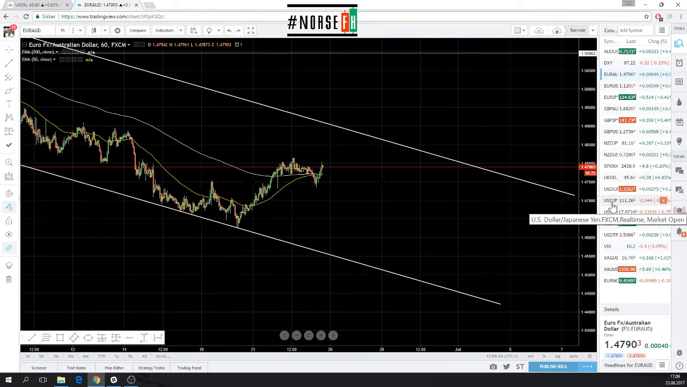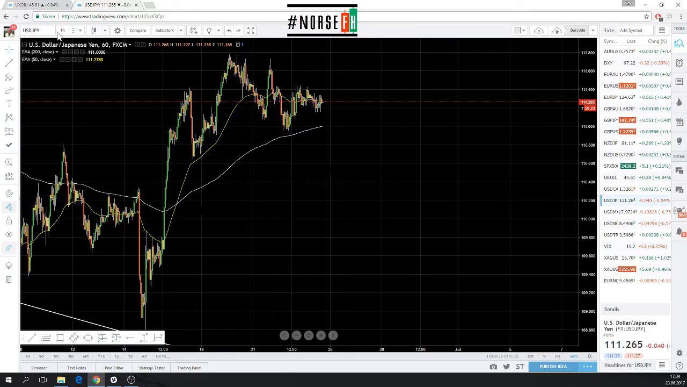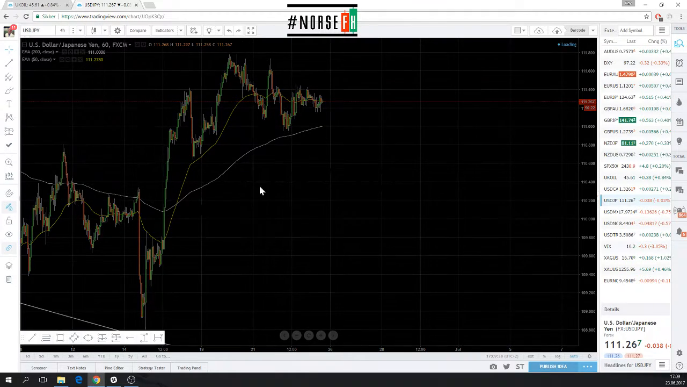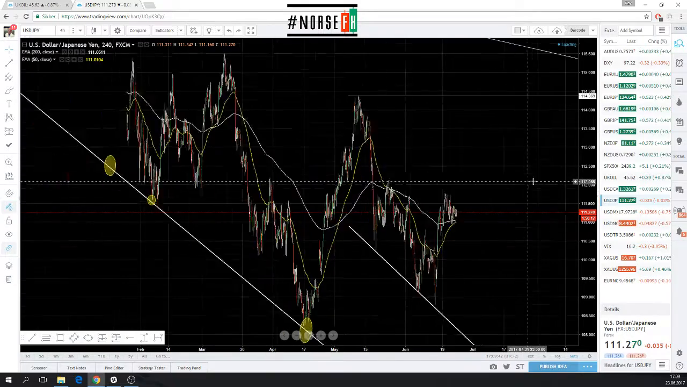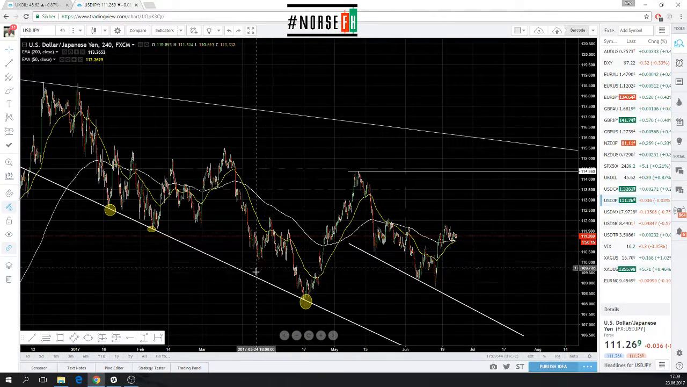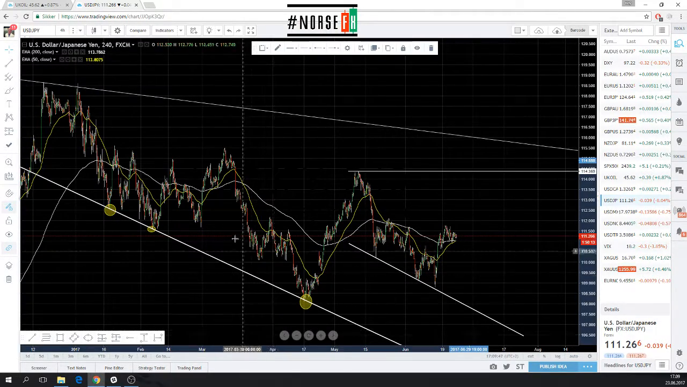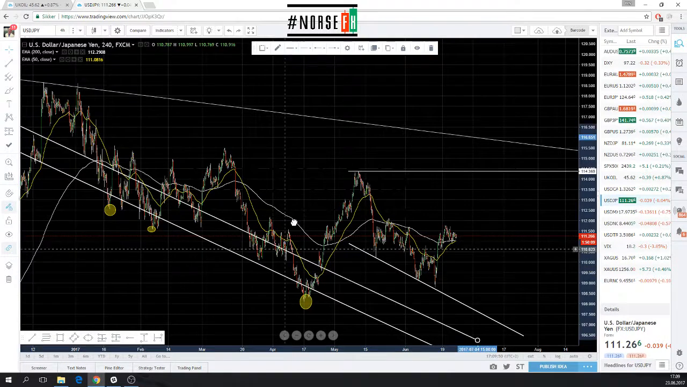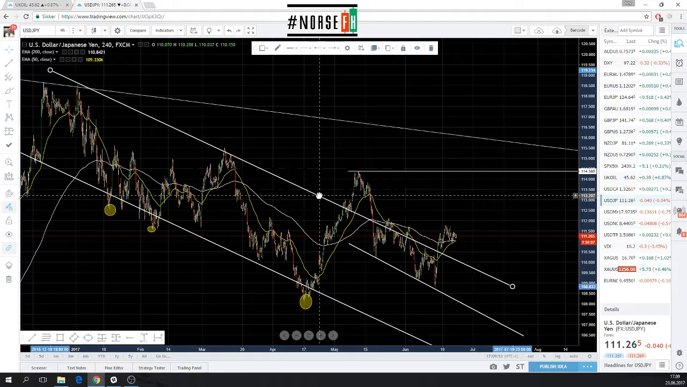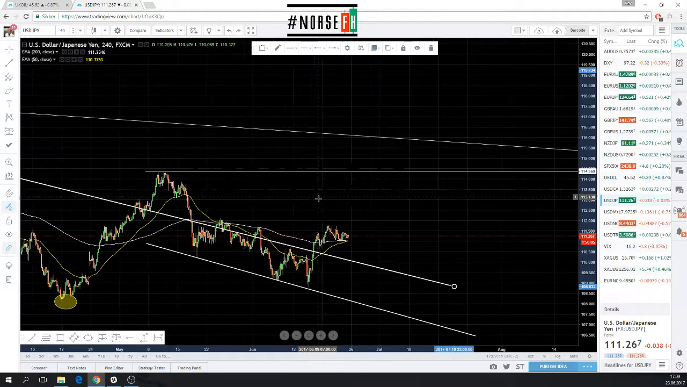Let's see. I had a trade on the dollar yen a few weeks ago. It was this, the retest. There we have it.